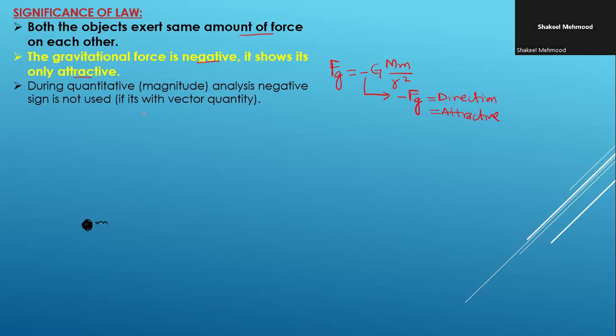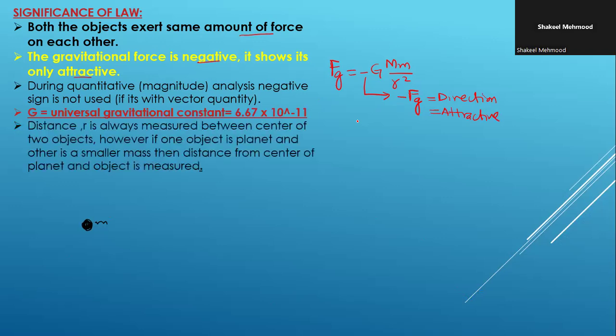So during quantitative analysis, or finding the magnitude of the gravitational force, you simply ignore the negative sign because that is part of the direction, not part of the magnitude. And the value of G, I already told you. Distance r is really important because it is the distance between the centers of two objects. This is a point to be noted: it is the distance between the centers of the objects, not between the surfaces of the objects.